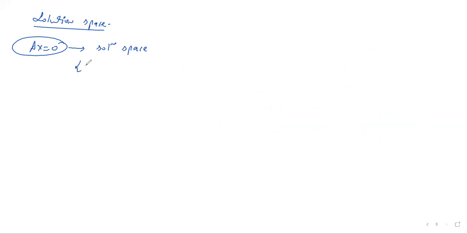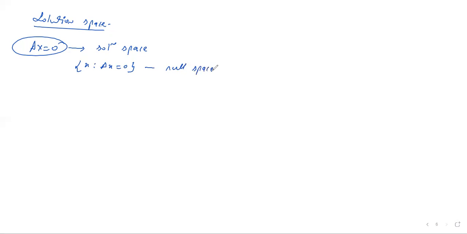Now what is our solution space? We have Ax equals 0, the homogeneous system that we have. All the values of x for which Ax equals 0 form the null space of A.